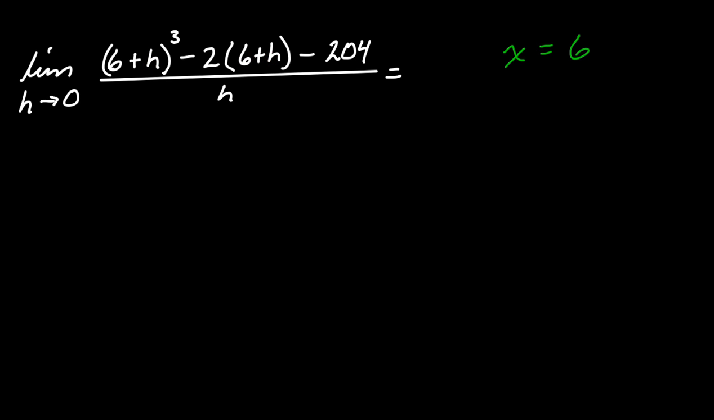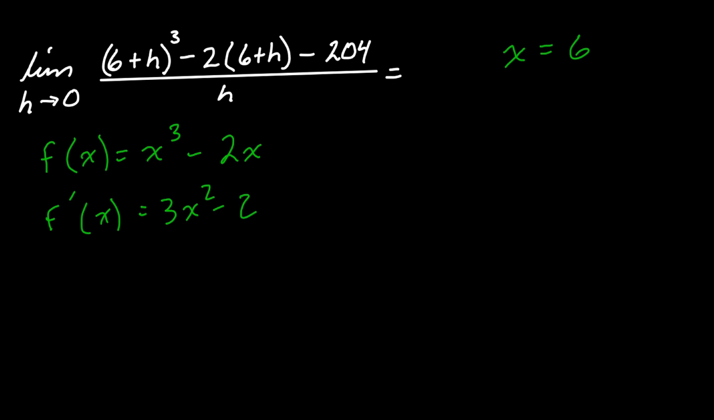So we can get our function from here just like we did before. So our function would be x to the third power minus 2 times x. And the derivative, therefore, is 3x squared minus 2.